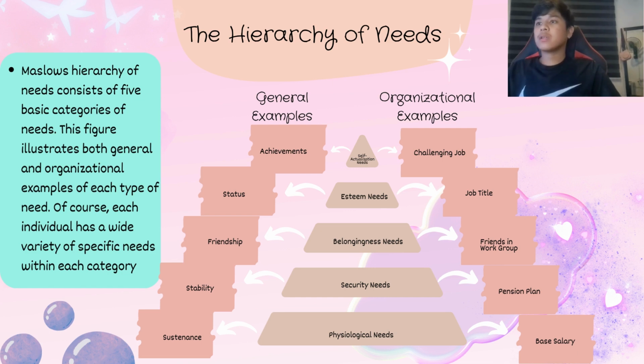The next one is belongingness needs. The general example is friendship, and the organizational example is friends in the work group. Next are the security needs. The general example is stability, and the organizational example is the pension plan. And lastly, the physiological needs. The general example is sustenance, and the organizational example is the base salary.